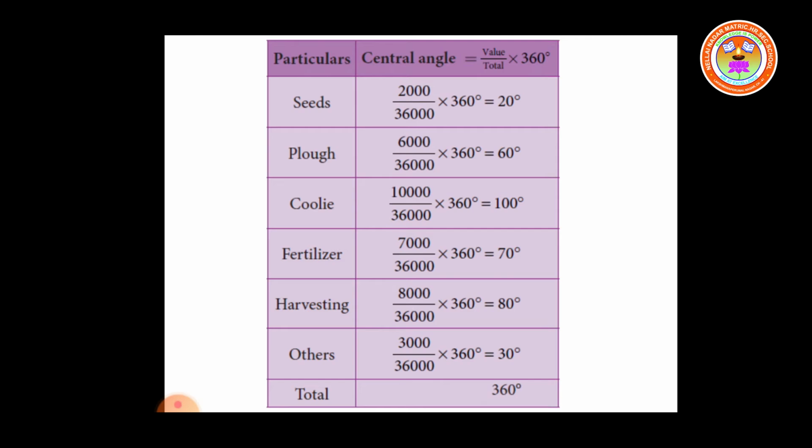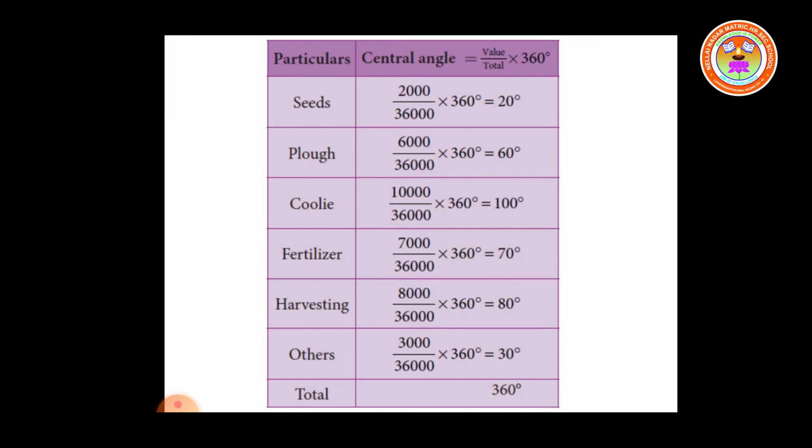First, we will find the central angle. Seeds. They have given 2000 and the total value is what? 36,000 into 360 degree. So 360 and 36,000 you will cancel easily. So it will give 100. Then 2000 divided by the remaining 100, it will get 20. So the central angle for seeds is equal to 20 degree. And then ploughing. The value of the ploughing is equal to 6,000 by total value 36,000 into 360 degree, which is equal to 60 degree.